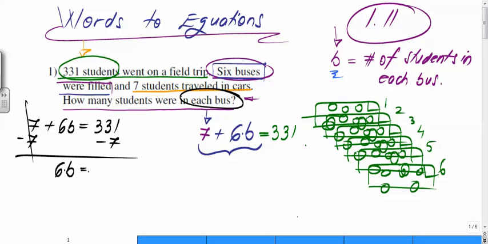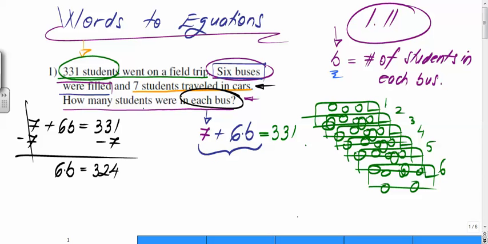And that should equal 331 minus the 7 who went by cars, right? The 7 students who travel by cars. 7 out of 331 will give you what? 324. Okay? What should we do next?